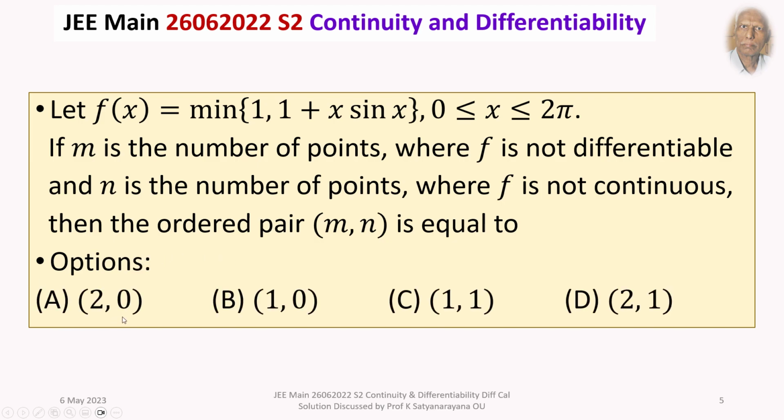Option A: ordered pair 2 comma 0. Option B: 1 comma 0. Option C: 1 comma 1. Option D: 2 comma 1.